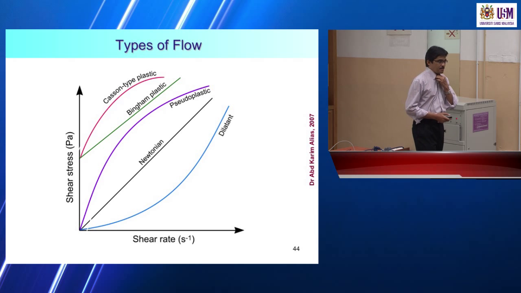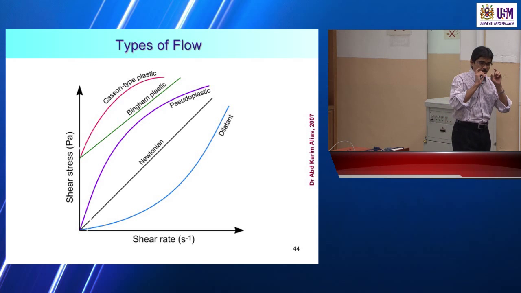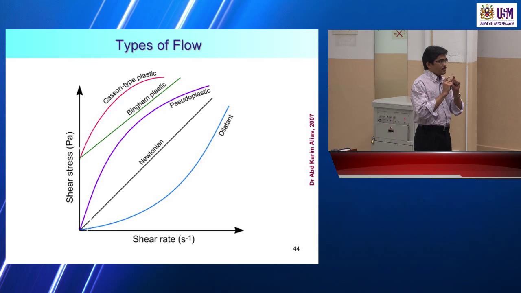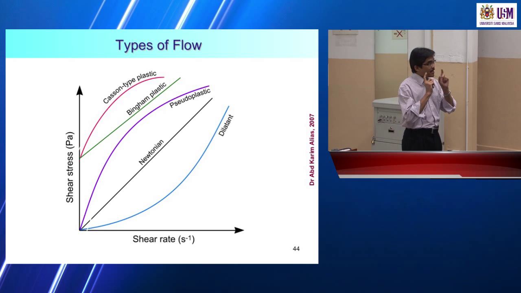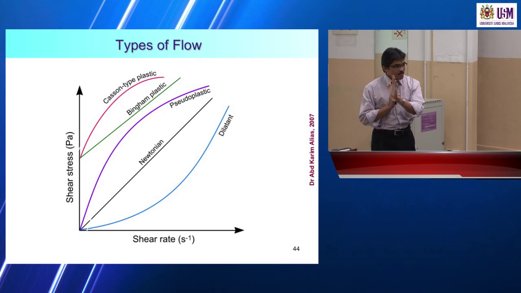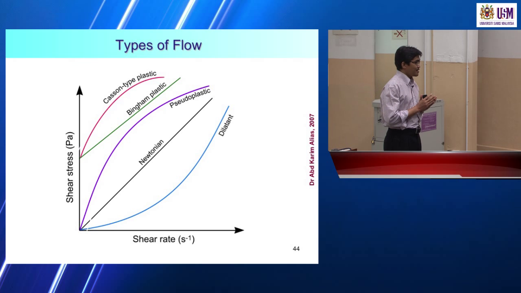So we can make this statement: for a Newtonian fluid, the viscosity is independent of shear rate. Independent of shear rate means that at any shear rate, the viscosity will still be the same, will still be constant.